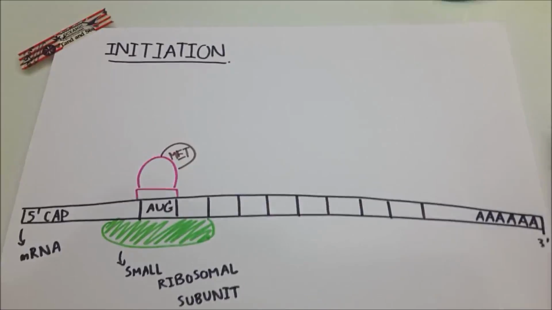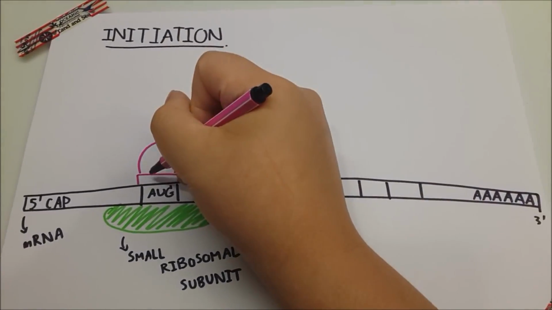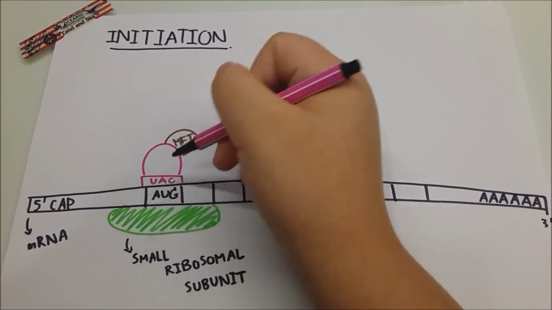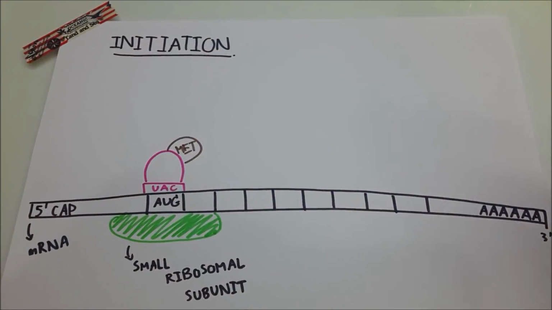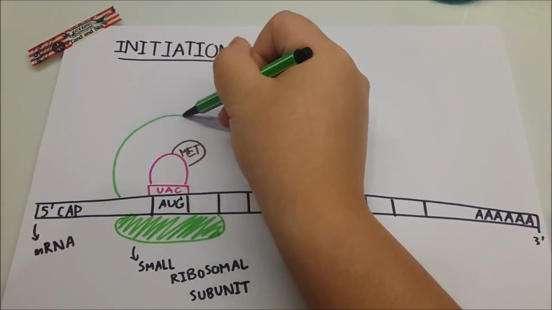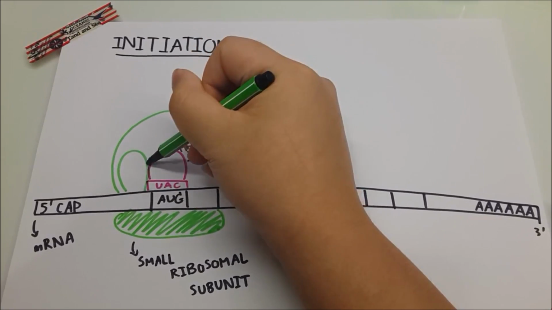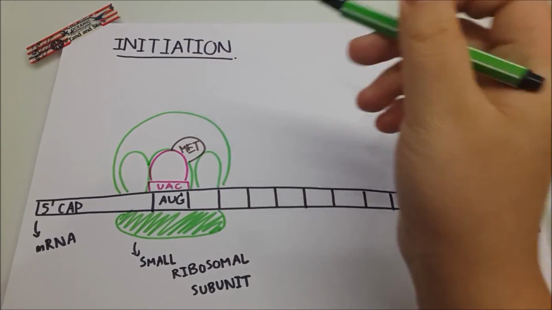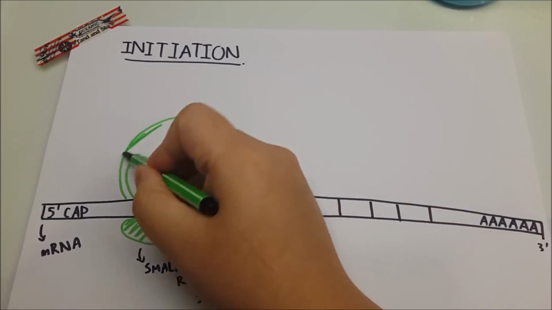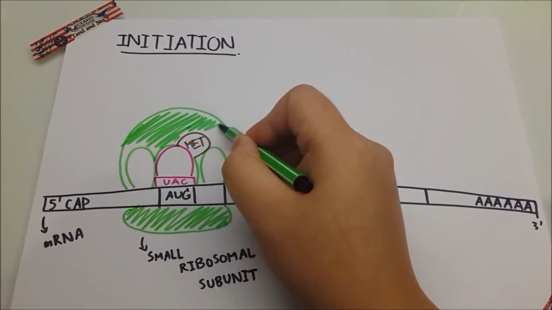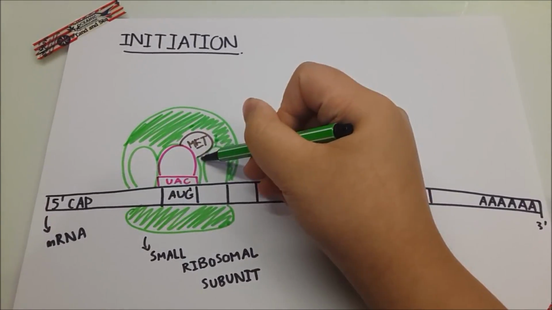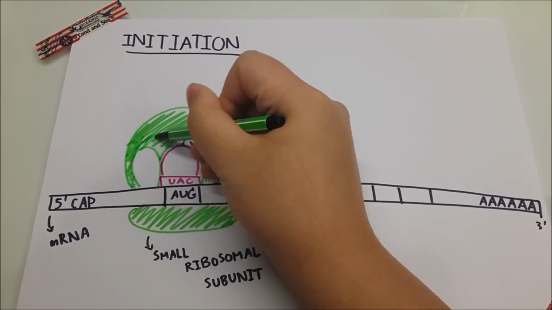The anticodon it contains is UAC, which is complementary to the AUG code on the mRNA strand. Attached to the end of the tRNA is the corresponding amino acid, which in this case is methionine. After the tRNA attaches, the large ribosomal unit comes in.